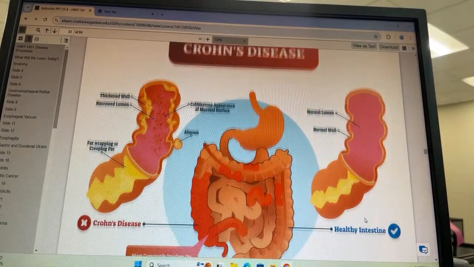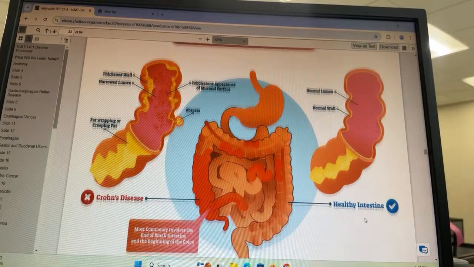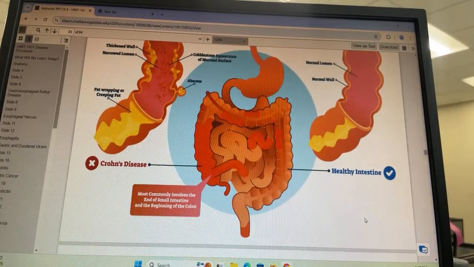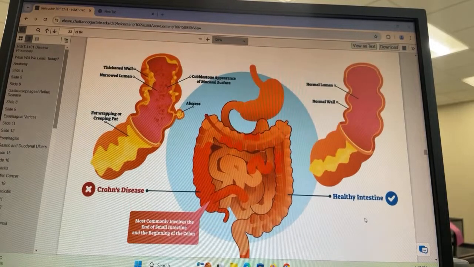And here's just a little visual. The dark red areas are areas of inflammation. So it can show up and pop up anywhere. It's not just like the inflammation happens in one spot. It can change. It can be in the mouth, it can be in the stomach, it can be in the large intestine. It's just kind of all over the place.